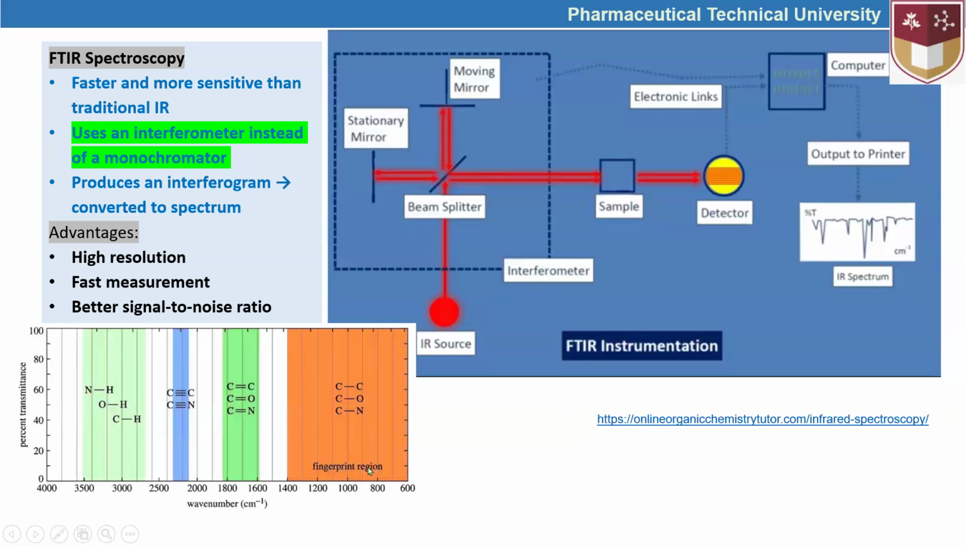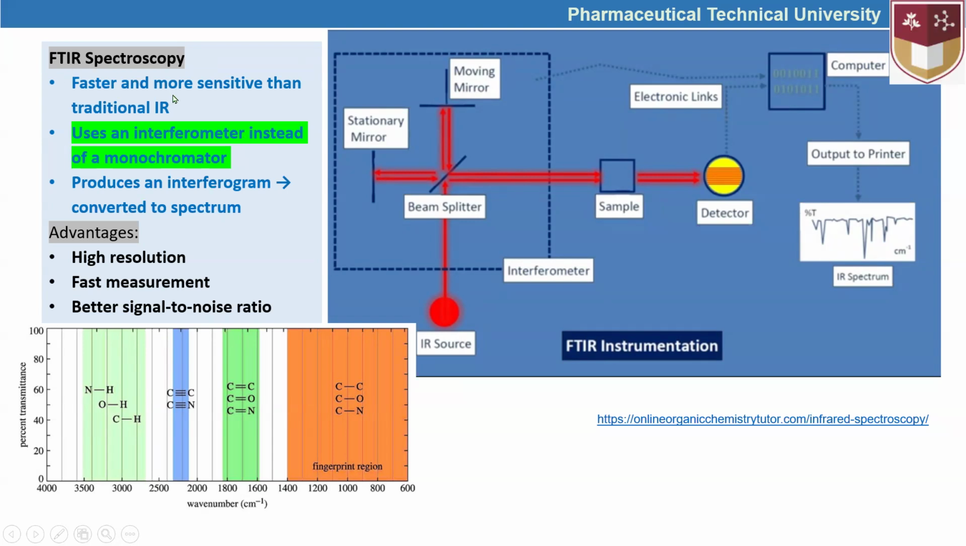And again, based on the fingerprint region or based on some other regions, we can claim about the functional groups as indicated here. I'm not going to repeat them all. Triple bonds belong to this region, double bonds belong to this region, and this is the region belonging to hydrogen interactions with nitrogen, oxygen, or carbon. Yeah, and this is about the FTIR.